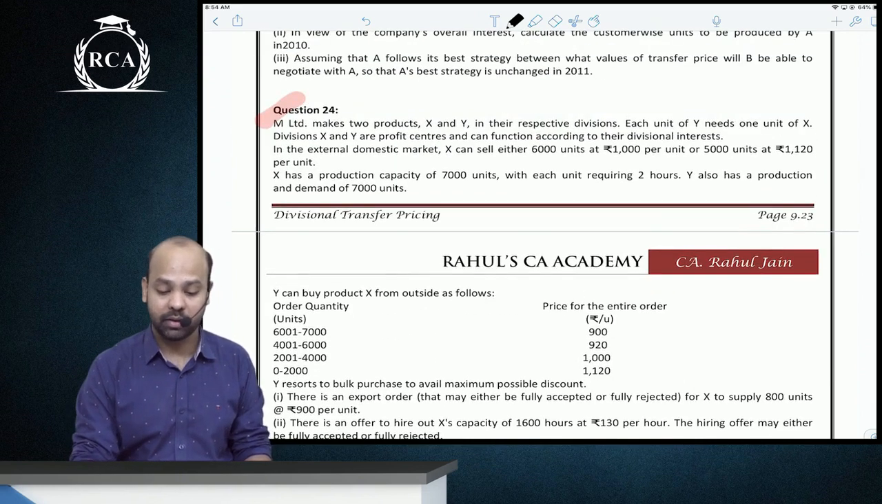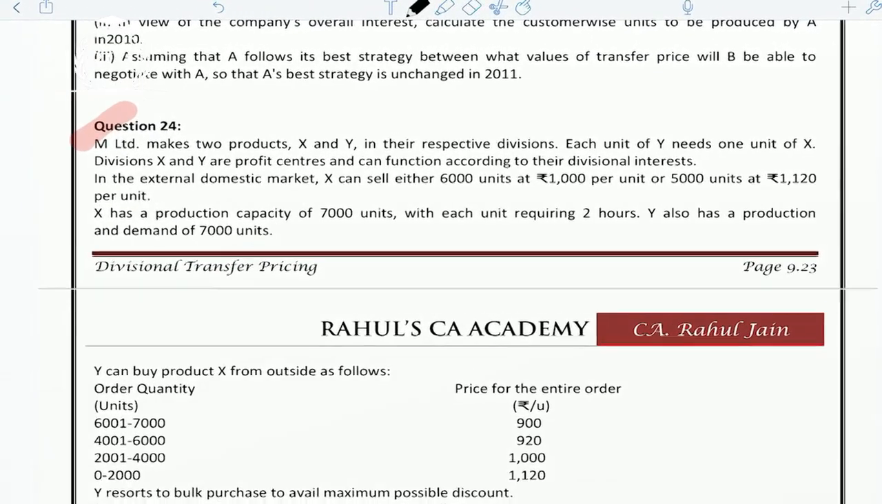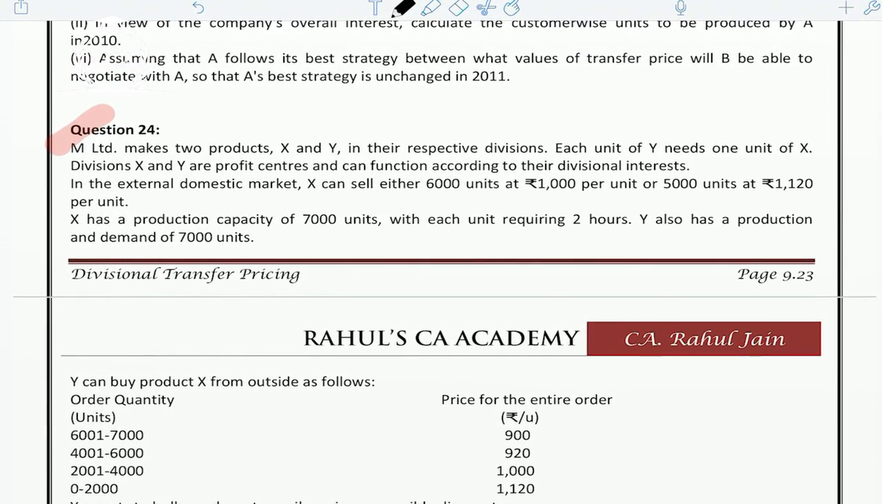We will be doing it. What is more important is for you to read the question first. Go through the question properly. Understand each and every line of it.